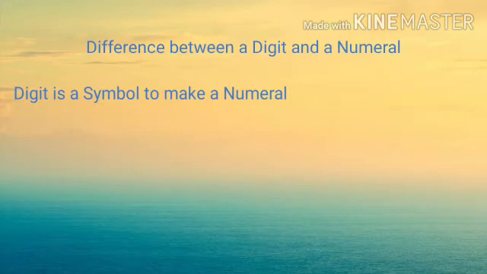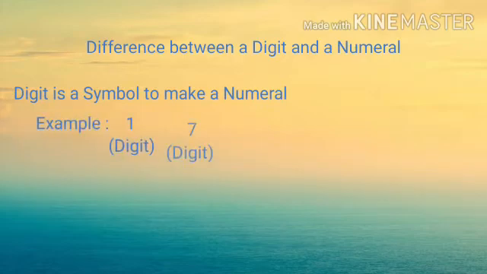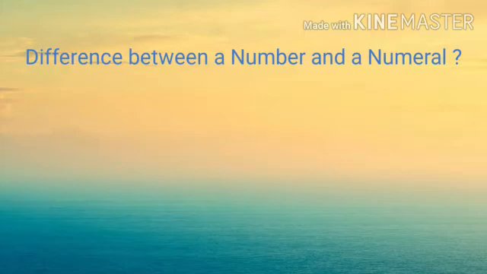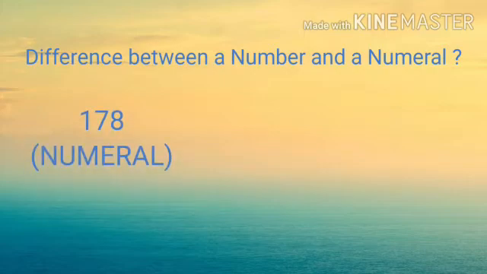Let me give you an example for this. So 1 a digit, 7 a digit, 8 a digit. So if we read it like 178, then these digits make a numeral. So individual symbols like 1, 7, 8 we call digits, and this combination, calling it 178, is a numeral. So that is the difference between a digit and a numeral. I hope you are quite clear with digit and numeral.